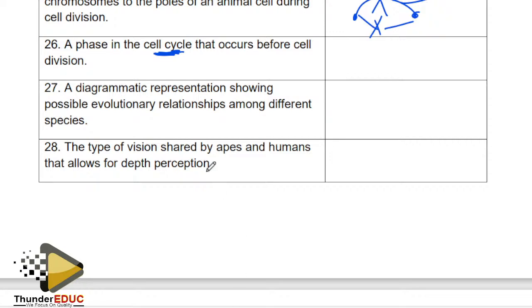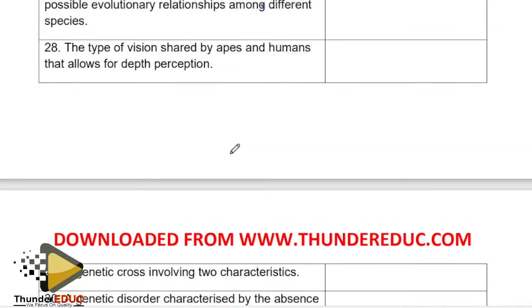Let's continue. They're saying the diagrammatic representation showing the possible evolutionary relationship among organisms. Yes, possible evolutionary relationship. Here we are talking about phylogenetic tree. Yes. The type of vision shared by humans that allows for depth perception. Stereoscopic vision. Yes. We call it stereoscopic vision.